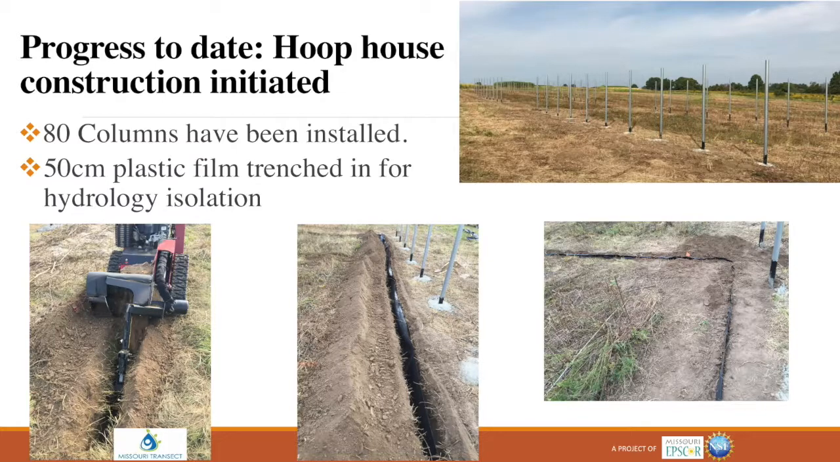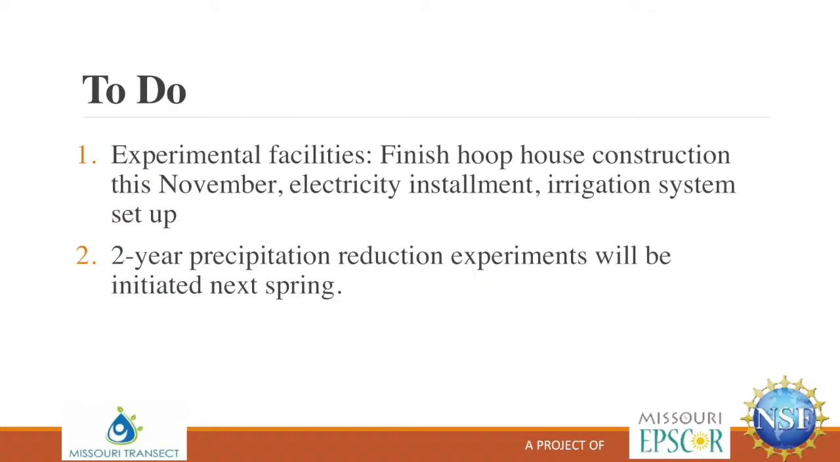What we still need to do is finish hoop house construction this winter, and the electricity installation and irrigation system fit-out, and we will start this 2-year precipitation reduction from next spring. That's all.